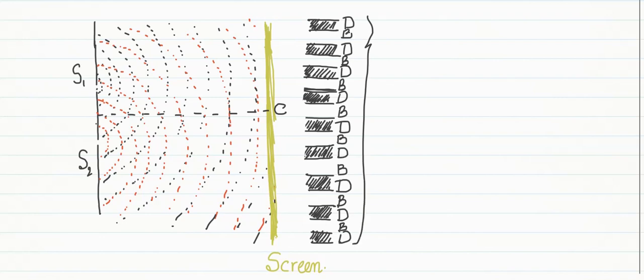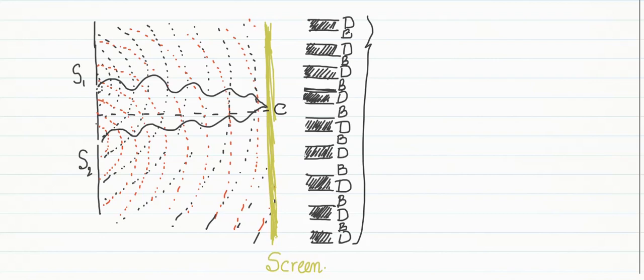Just try to understand that when one wave starts from S1 and reaches the point C, another wave starts from S2 and also reaches the point C. The distances from S1 to C and S2 to C are the same. That means S1C and S2C are the same, so there is no path difference between the two waves interfering with each other.